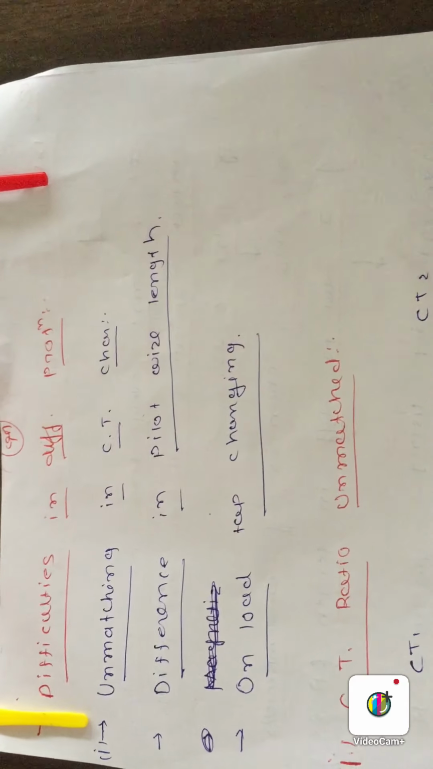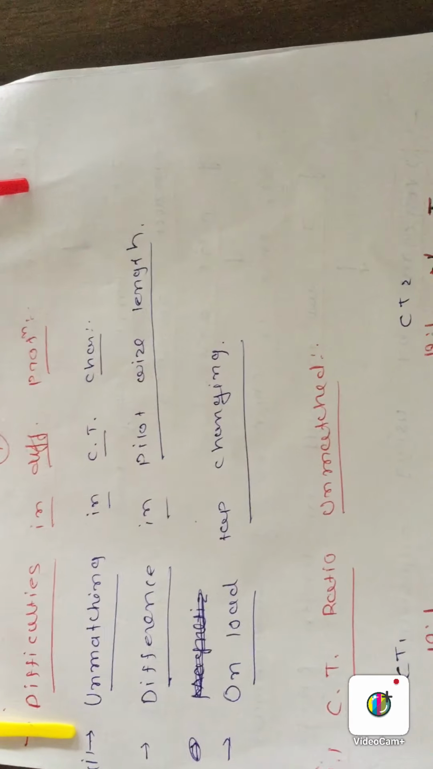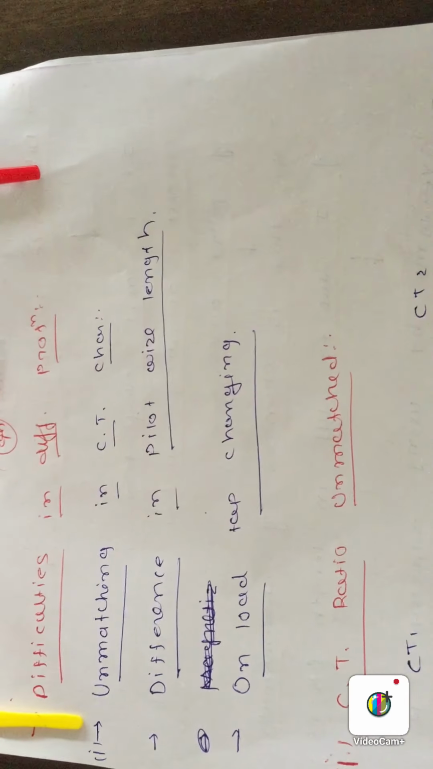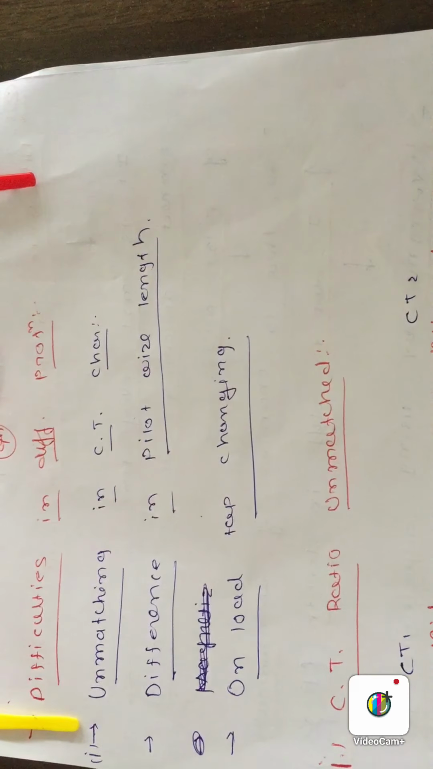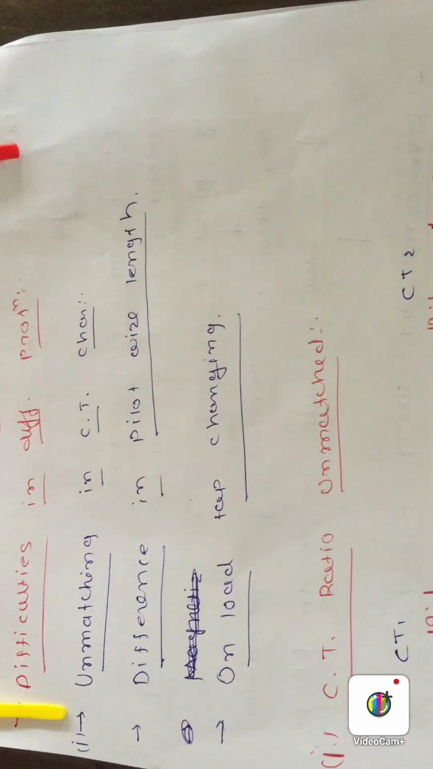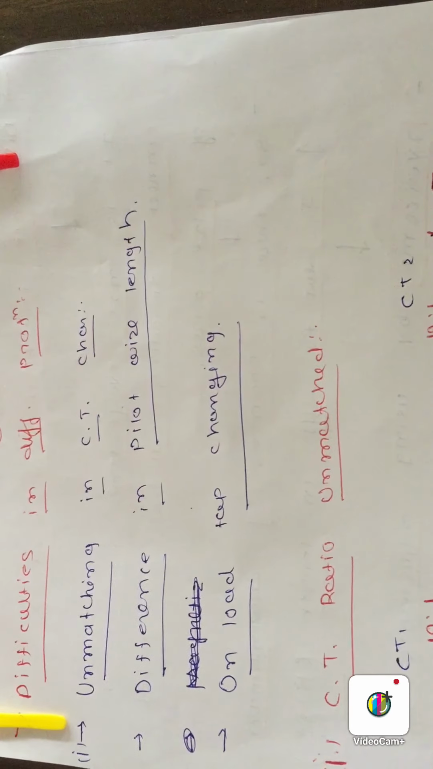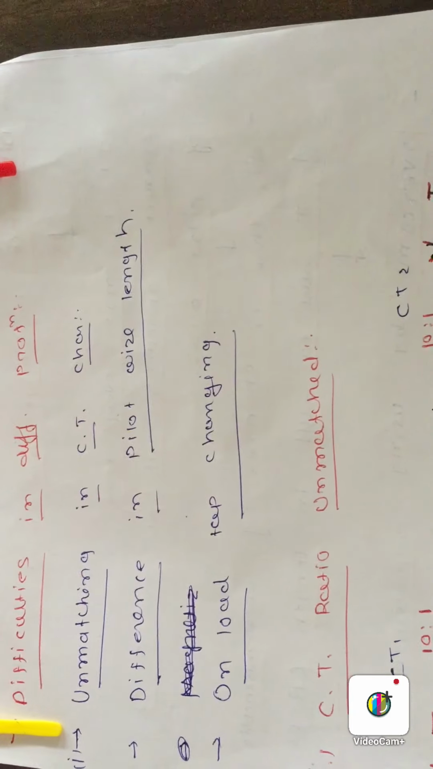This is the lecture of switchgear and protection. In this lecture, we will study the difficulties that occur in differential protection. In the last lecture, we studied the Merz-Price protection and percentage differential protection provided for the transformer. Now, in this lecture, we will study the difficulties that occur in differential protection when we are using it for protection of a transformer.